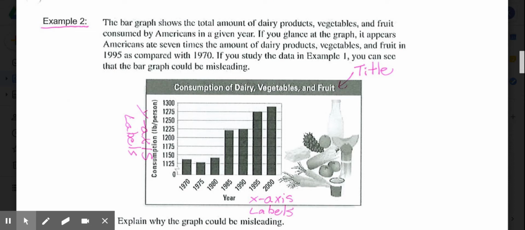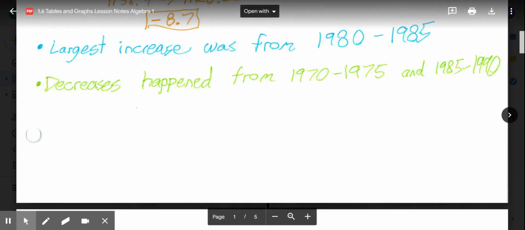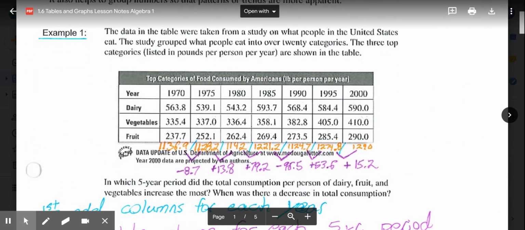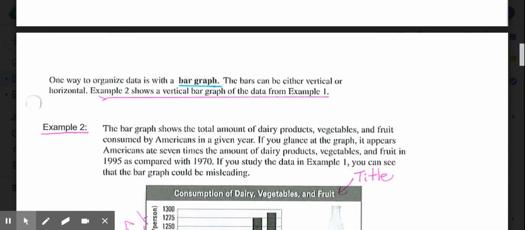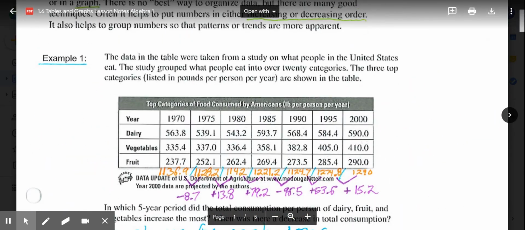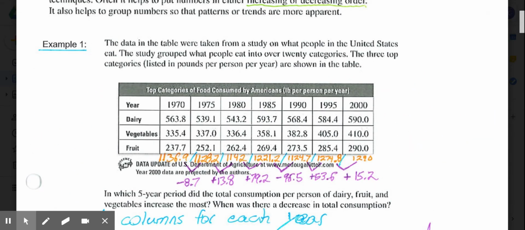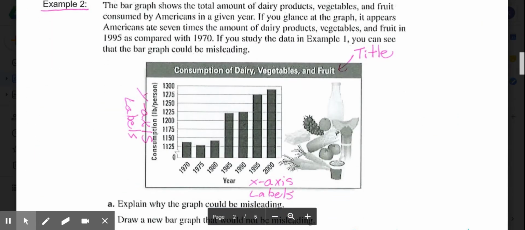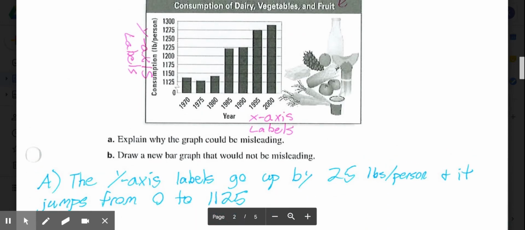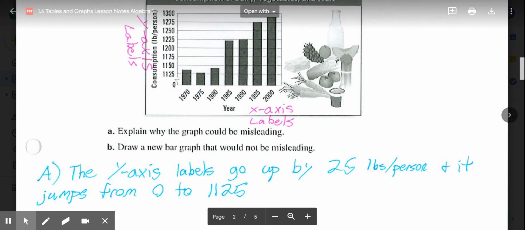But we know that's not true, because if we looked at our table, 1970 was 1,136.9, and then our other year that we're comparing it to was 1995, and 95 was 1,274. That is not 7 times bigger than 1,136. So question A is saying, why is this graph misleading? There's a couple options, but the biggest one is because of this piece here.